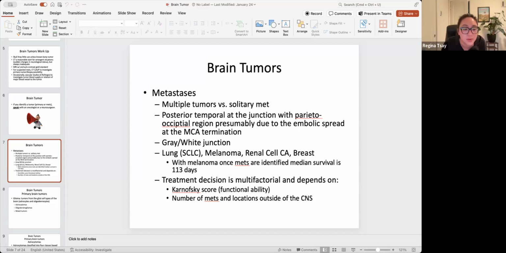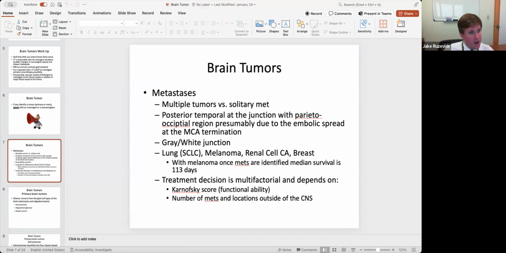Oh, just metastasis. Okay. Yeah, so the most common type of intracranial tumor is a metastasis. So whenever you put together your differential, like, hey, there's a brain tumor, just always put metastasis on that list and you'll never be wrong. That is the most common type of brain tumor that we see.